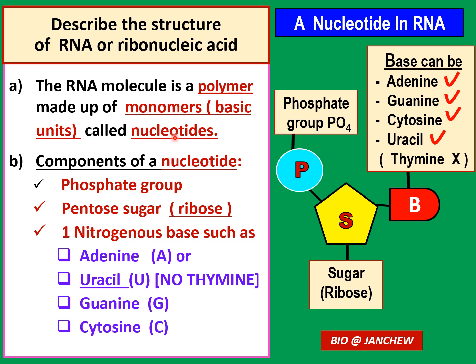Now, that's similar to DNA, right? So RNA is also a polymer like DNA, made up of this basic unit of phosphate group, sugar and base. And this basic unit that has these three components is called the nucleotide. So the components of a nucleotide are the phosphate group, pentose sugar, but in this case the sugar is not deoxyribose, it is ribose sugar.